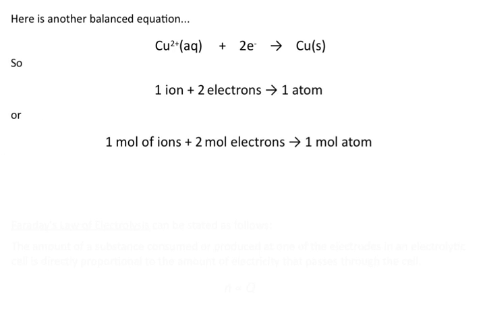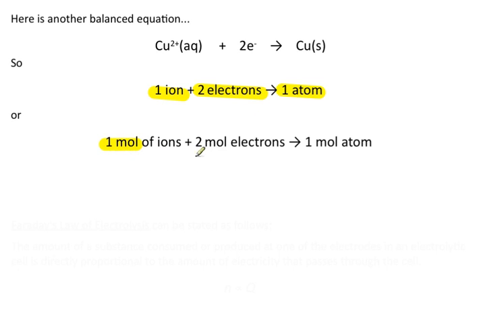Here is another balanced equation, and you should recognize it. Cu2+ plus 2 electrons yields Cu solid. That is a reduction, the reduction of copper 2 ions. So, again, in terms of stoichiometry, we can look at this as a single ion plus 2 electrons yielding a single atom of solid copper. And now we're back to moles.